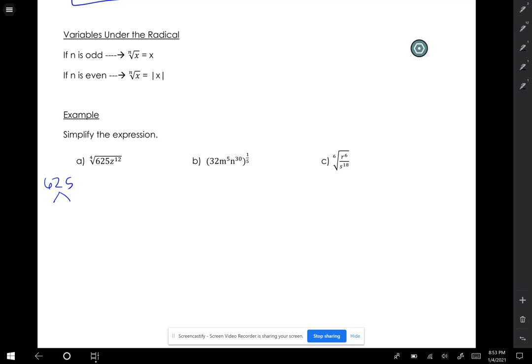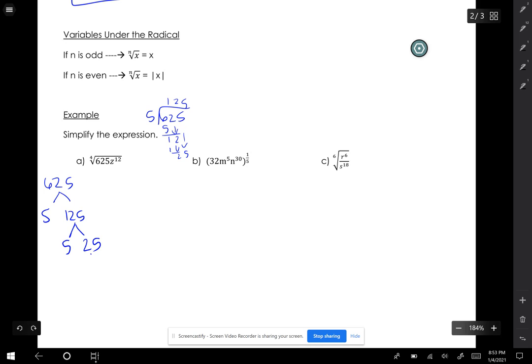Well, is it divisible by 5? Let's see. It is. So we have 5 and 125. And then I know 125 is 5 times 25. And then it breaks up to 5 and 5. So I do end up getting 4 5s, which tells me the fourth root of 625 is 5. Okay, so I'm just going to leave that as it is.